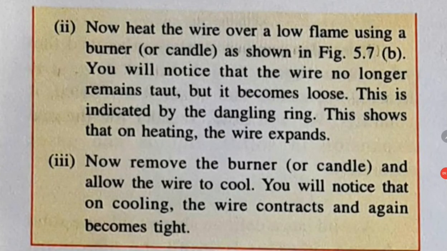Now heat the wire over a low flame using a burner or a candle as shown in figure 5.7b. Probably you have seen that. You will notice that the wire no longer remains taut, but it becomes loose, right? So this should be tight. This is indicated by the dangling ring.